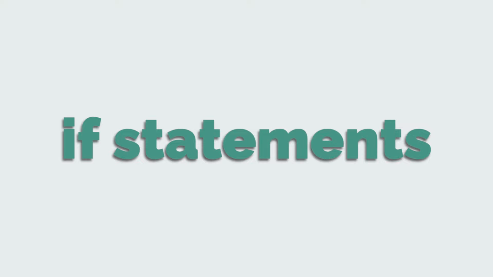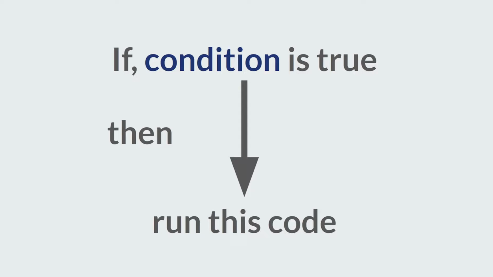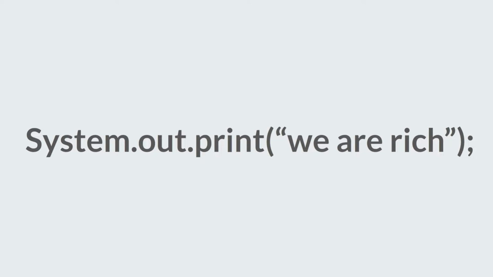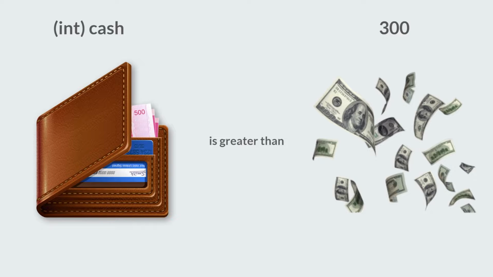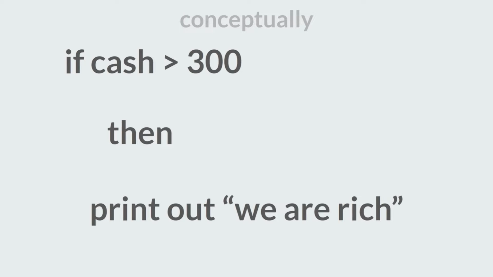If statements. If statements work like this. If some condition is true, then run this specific code. Let's say we want to print out this line, "We are rich." This is how we would do it in Java, but we only want to print it on a specific occasion. In this case, let's say we only want to print it if our cache variable is greater than 300. Conceptually, it's something like this. If cache is greater than 300, then print out "We are rich." This is what we're trying to achieve.